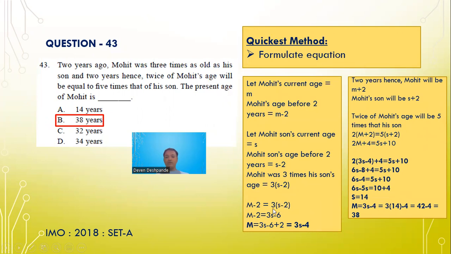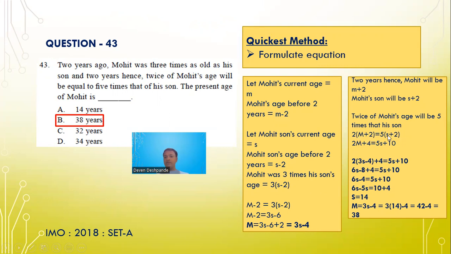So M minus 2 is 3S minus 3 into 2 is 6. So M is 3S minus 6 plus 2, isn't it? When minus 2 goes there, it will be plus 2. So M is 3S minus 4. 2 years hence, so 2 years from now, Mohit will be M plus 2 and Mohit's son will be S plus 2. So 2 years hence, twice of Mohit's age will be equal to 5 times his son's age. So twice of Mohit's age after 2 years, M plus 2, will be 5 times the son's age, which will be S plus 2.